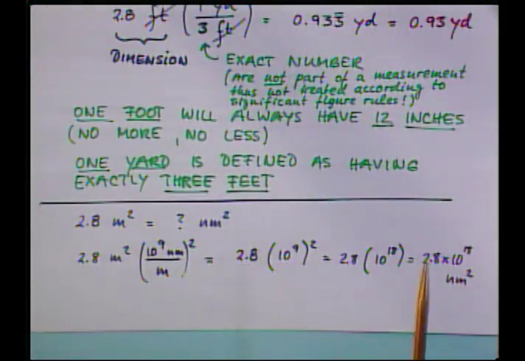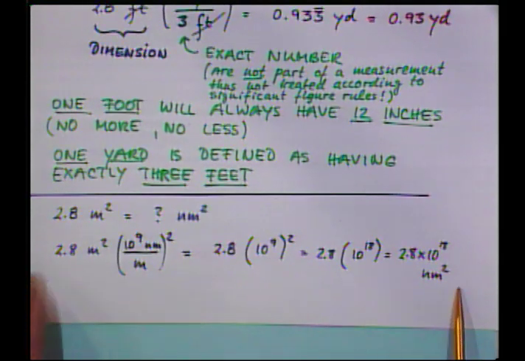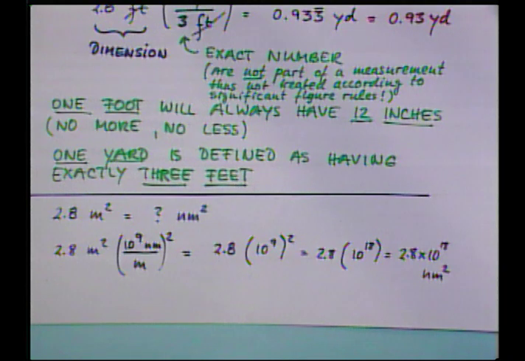Now let's do a little bit tougher conversion problem with the dimensional analysis. If we have 2.8 square meters, how much is that in square nanometers? So a nano means 10 to the negative 9 meters.